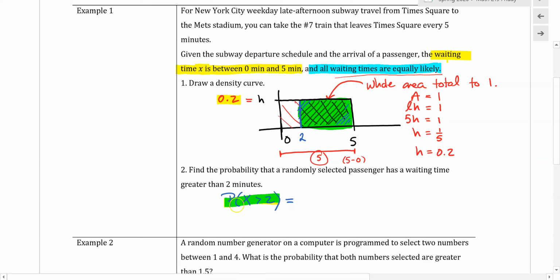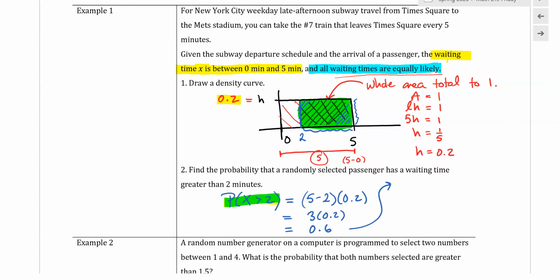So the probability that x is greater than 2 would be just this green shaded area. It's the length times the height of that box. You can always find length by subtracting the endpoints. 5 minus 2 will tell you that distance, the length, times the height, and we know the height is 0.2. So this is 3 times 0.2, which becomes 0.6. So when someone randomly shows up to this train station for the train that leaves every 5 minutes, there's a 60% chance they're going to have to wait more than 2 minutes.